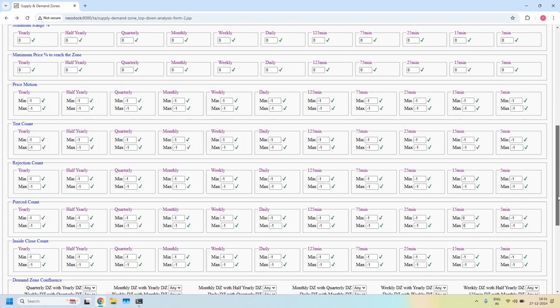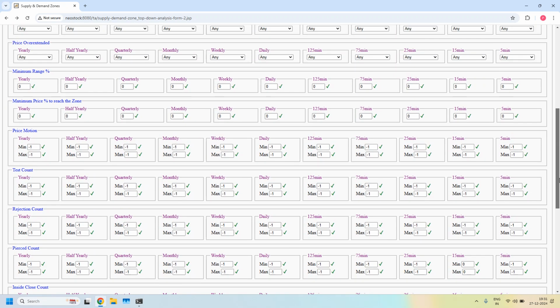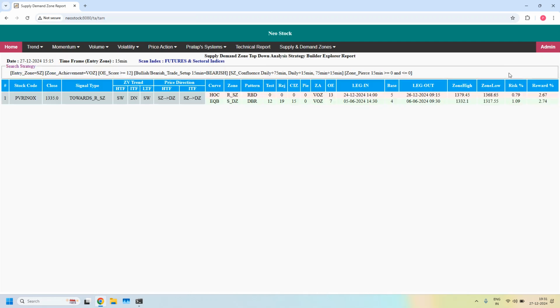In the supply zone confluence, 3 filters we have to set. First filter is already enabled, 15 minute supply zone with 75 minute supply zone confluence. Second filter, 15 minute supply zone with daily supply zone confluence. Third filter, 75 minute supply zone with daily supply zone confluence. With all the 3 filters, LTF, ITF, HTF supply zone confluence, we got only 1 stock.